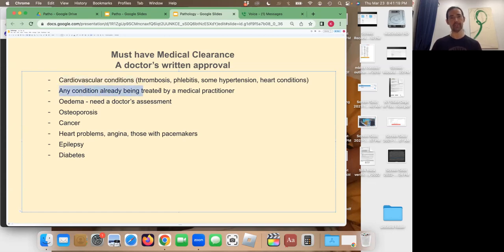Any condition already being treated by a medical practitioner. So, if someone is being seen for low back pain, they got hurt on the job, or maybe they have a disc herniation, those are things that we're capable of treating all the time.